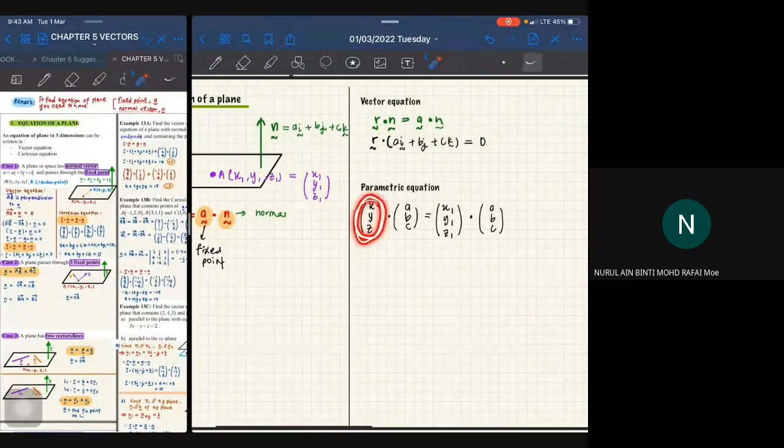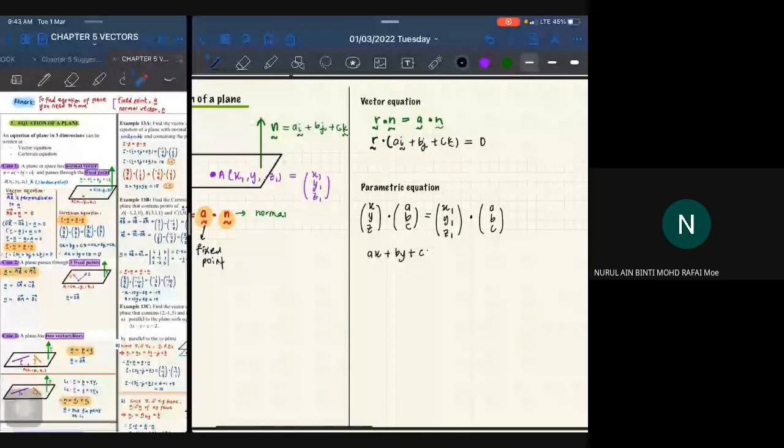Alright, so sekarang apa yang kita kena buat untuk parametric equation ni adalah, X, Y, Z is a random point in which you don't know. So awak tak tahu X, Y, Z ni apa. So kita akan expandkan dia yang belah kiri ni by using the knowledge that you have already learned in dot product. So kita akan dapat AX plus BY plus CZ, like that. Okay, for the left hand side.